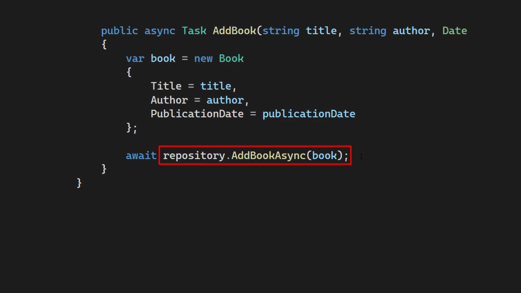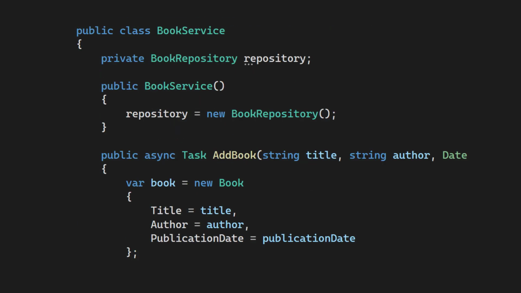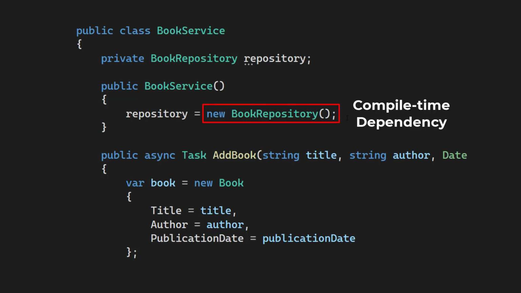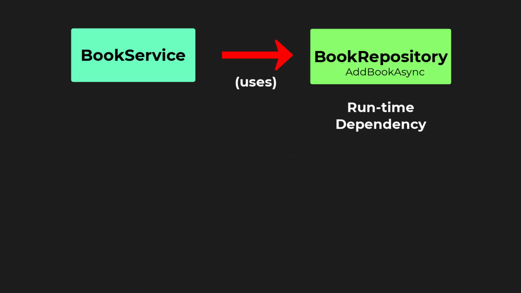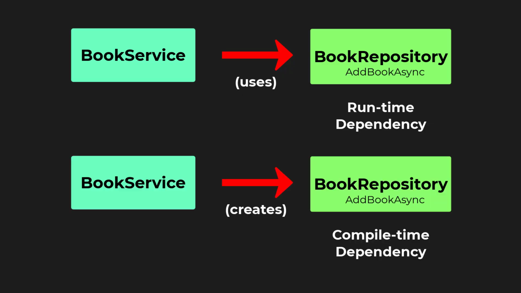So just because a book service object needs to use a book repository object's addBookAsync method, the book service class ends up creating an object of book repository. So now the book repository class is a compile time dependency as well. So with this we can say that the direction of our runtime dependency matches the direction of our compile time dependency, which is from book service to book repository.